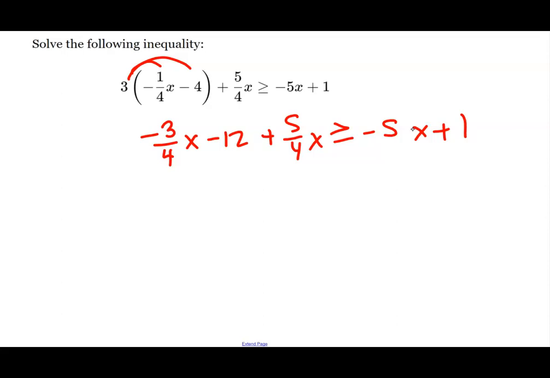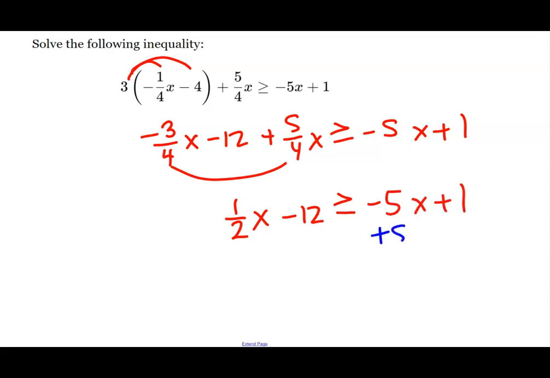I don't even think I want to multiply everybody by 4, even though I could, because these two can combine very quickly into a 2/4, right? Negative 3 and positive 5 makes 2, and 2/4 is 1/2. And 1/2 isn't that complicated for me to work with, so I think I'm going to leave it for now. I'm going to add 5x on both sides.